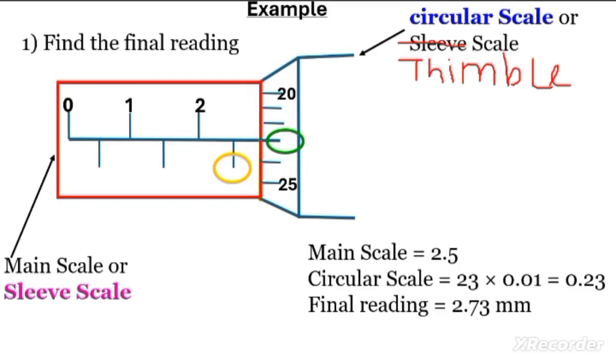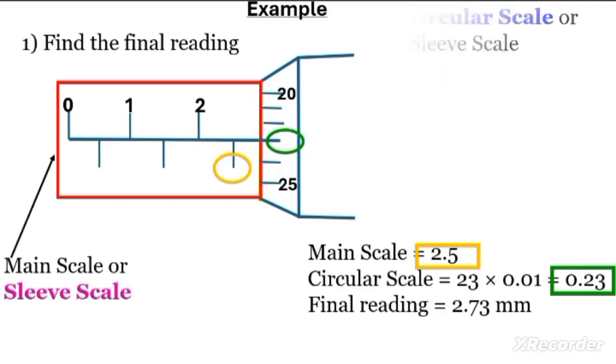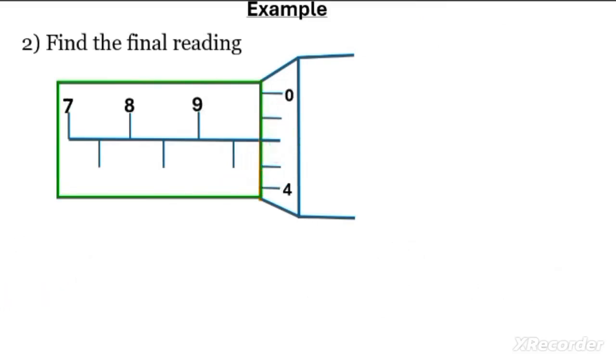As we can see, we have successfully managed to find the final reading. We have added 2.5 and 0.23. Let us move to the next example, which is example 2. Find the final reading.